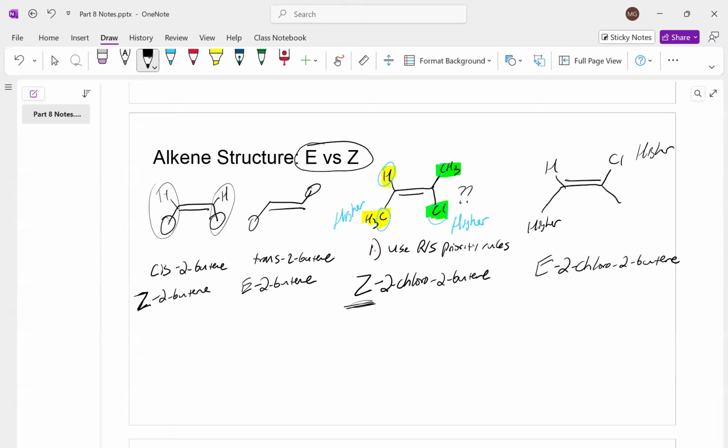So E or Z works anywhere. Cis or trans only works for alkenes if the groups you're dealing with are carbon groups.